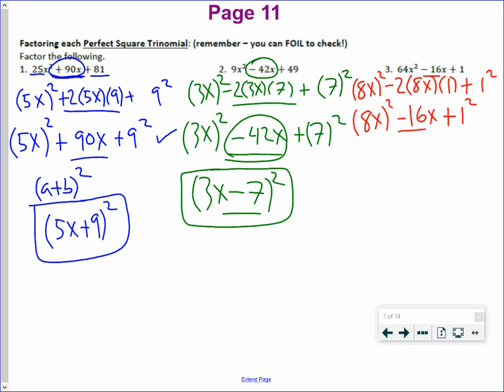And since it's a perfect square trinomial, what we can do is use our rules, which will be a minus b all squared. Our a is 8x. Our b is 1, so minus 1 all squared. And we use a negative 1 instead of a positive 1 because our middle term is negative. If our middle term is negative, that means our sign in the factor has to match that. So it has to be 8x minus 1.